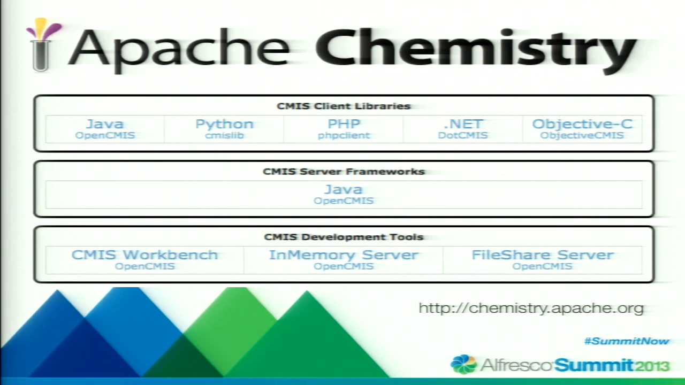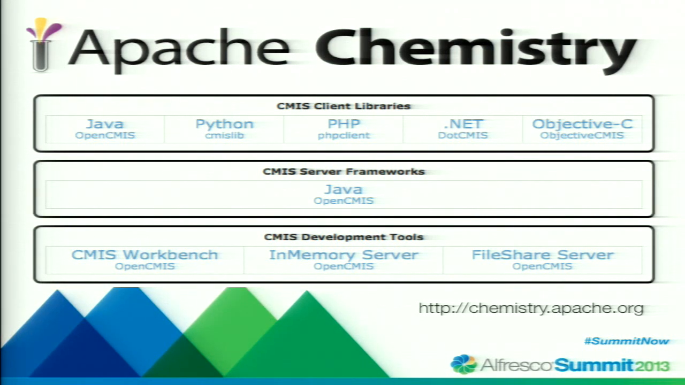And some of these implementations are available in Apache Chemistry. There's a project called Chemistry, and it has three different things available at chemistry.apache.org. There's a set of client libraries, which I already mentioned. There's only one server framework. So if you happen to be writing your own server, which would be weird if you're at the Alfresco conference, but okay, whatever, and you want to make it CMIS compliant, then you can use the server components that are available at Chemistry.